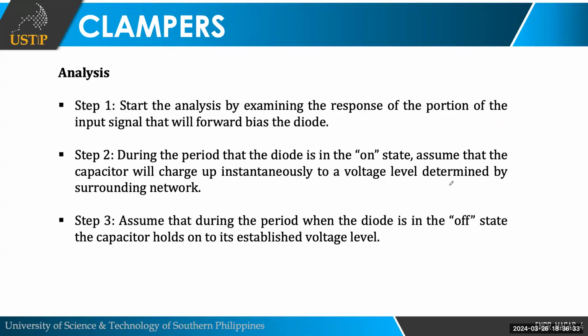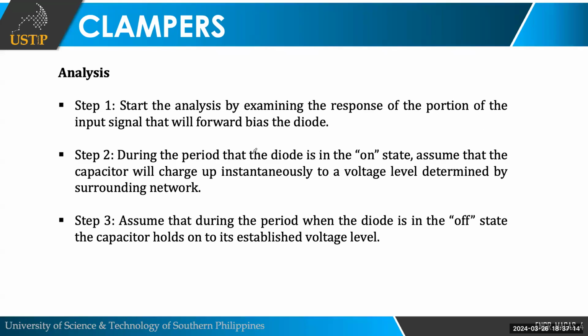Okay, so let's discuss the analysis first. How are we going to analyze a clumper circuit? This is the theory. If we analyze the circuit class, we begin by examining the response of the portion of the input signal that will forward bias the diode. So basically, tan-awon nimo ang circuit, and then tan-awon nimo kanus-a mag-forward bias imuhang diode with respect to your input signal. Is it during the positive cycle or is it during the negative cycle? Because whichever cycle or portion of the input signal nga ma-forward bias ang diode, dito ta mag-start sa atong analysis. Okay?